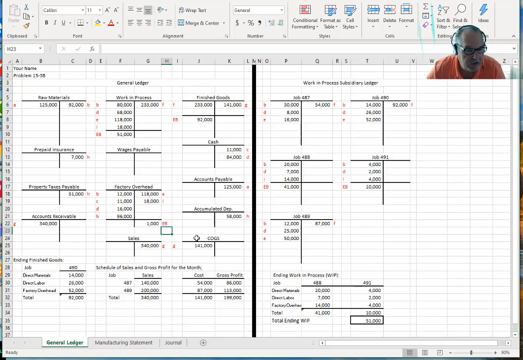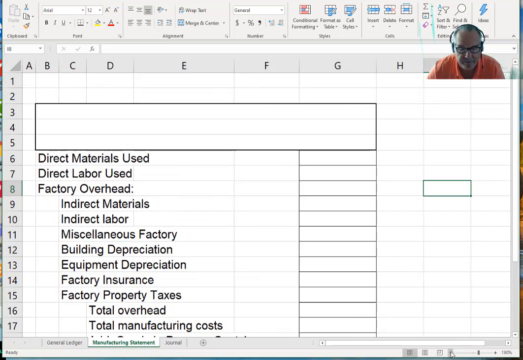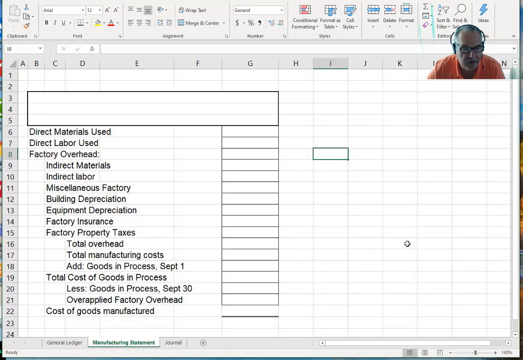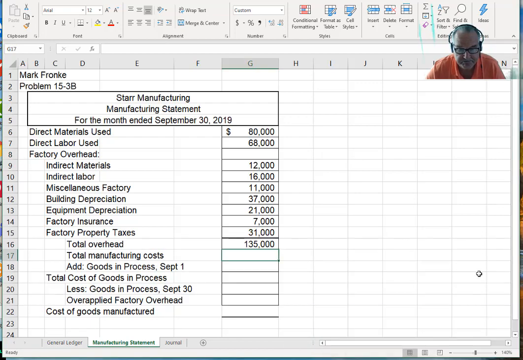This information is all right there for us to be able to prepare this manufacturing statement that we looked at in chapter 14. So I've got a separate tab with the manufacturing statement. I will go ahead and prepare this and be right back. So I got started here. Our three product costs: direct materials, direct labor, and factory overhead. So my total manufacturing costs are going to be the 80 plus the 68 plus the 135, which is 283,000.